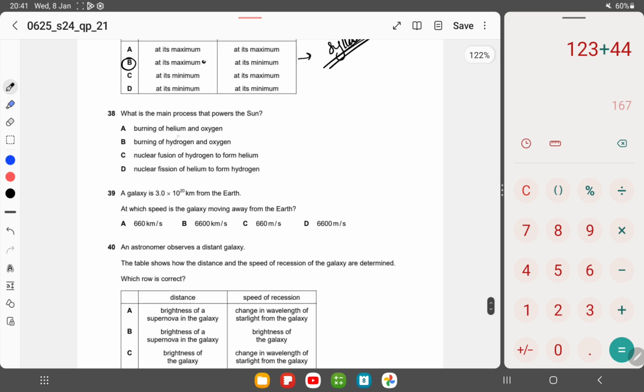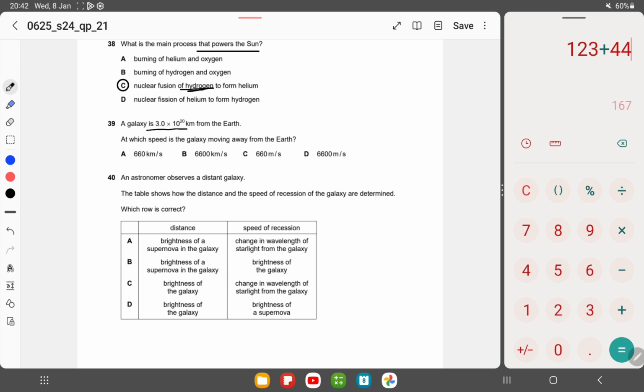38th. What is the main process that powers the sun? It's fusion. Are we clear? And fusion is where you have hydrogen, deuterium, tritium combining to form helium. So the answer is C. Remember, a star dies when this hydrogen count decreases. That is why it collapses under its own gravity, because now the outward force has reduced.